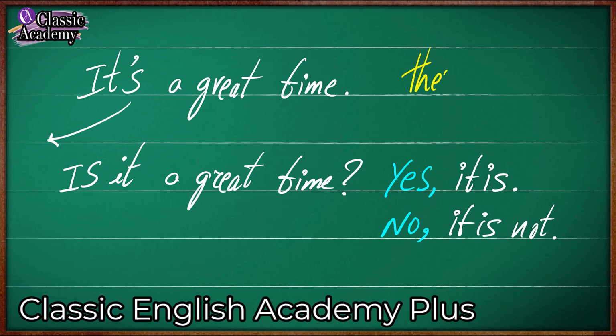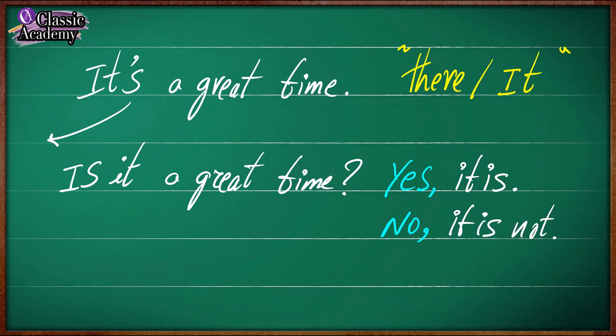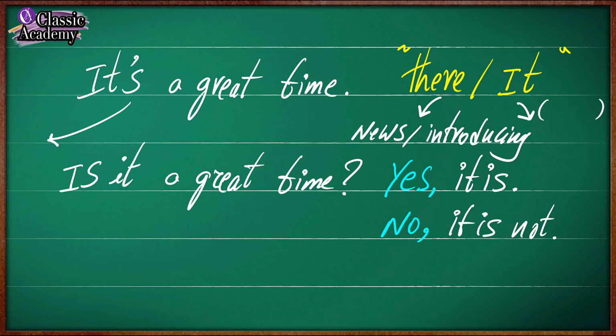Well, let's go for another matter of these two. Okay, that is the structure. Now, we are going to say why we need to bring there at the beginning of a sentence, or it. In fact, there as an adverb is trying to introduce something to somebody. So, we are going to start talking about something. Maybe it is news. Maybe I am just introducing, this is very important. Introducing. But with it, you are really going to show something.